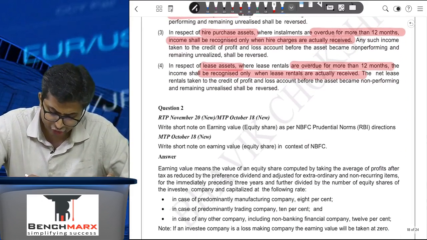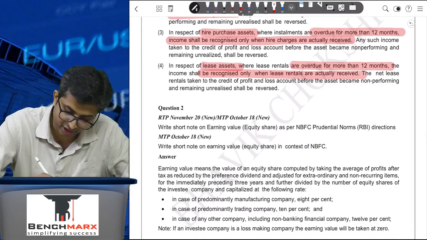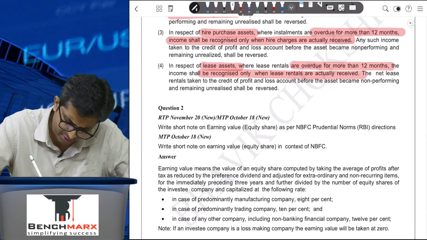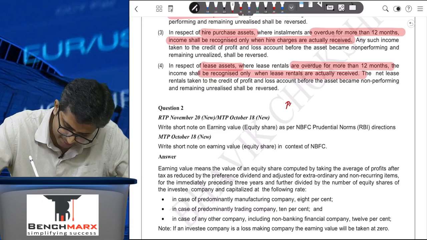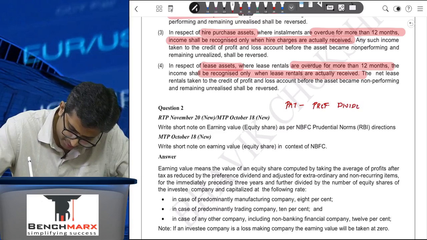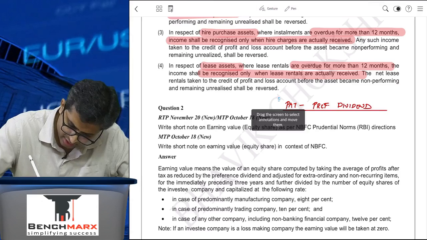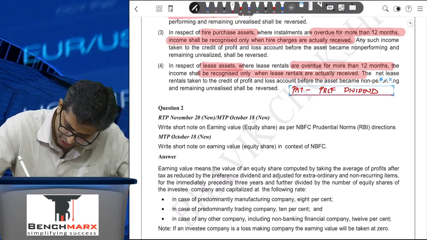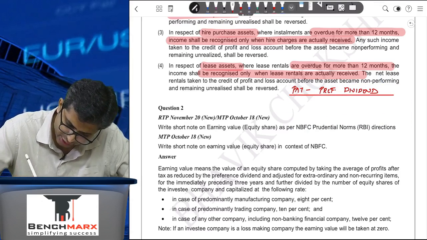Okay, write a short note on earnings value of equity share as per NBFC. So just remember, this is calculated as PAT minus preference dividend, divided by a particular capitalization rate.